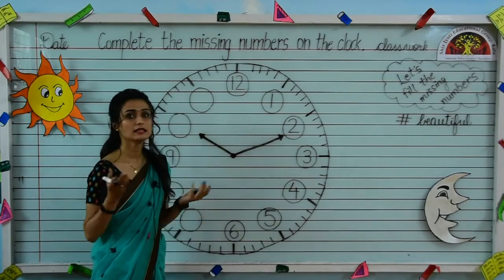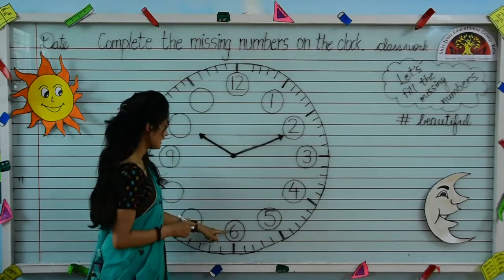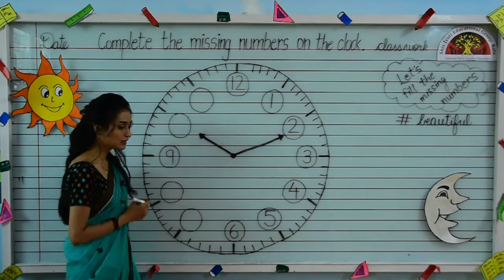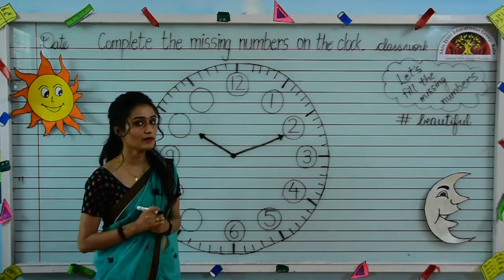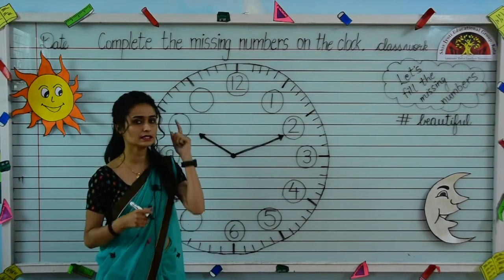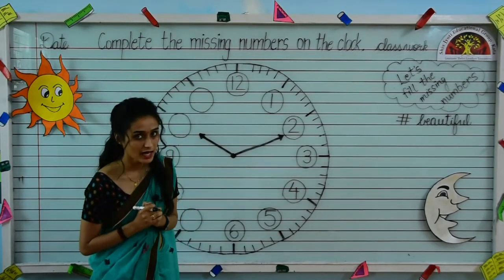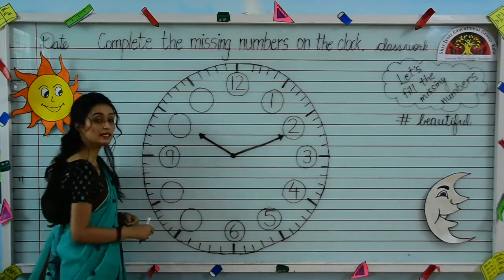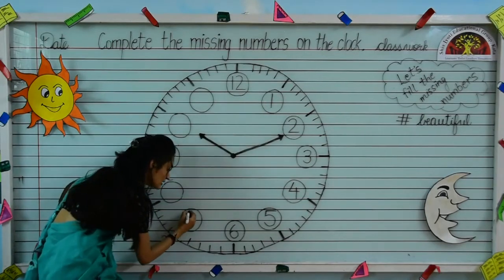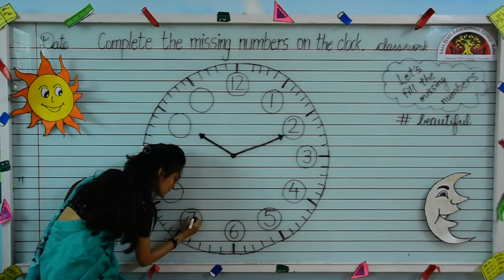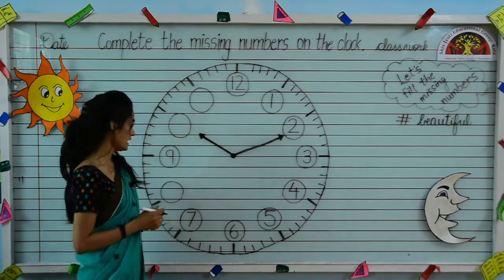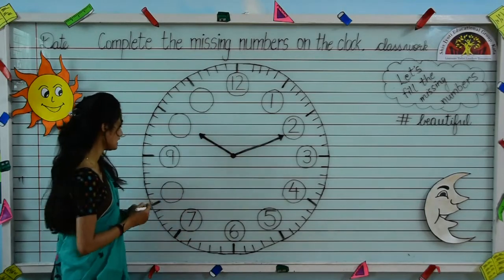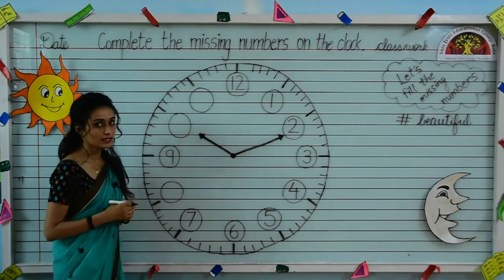But in the next circle, 6 is already written. So, we'll come on the next circle. Now tell me, what will come after 6? Think. Yes, you are right. After 6, the next number is 7. So, we will write 7 over here. Sleeping line and one standing line. So, this will make a 7. Okay, kids? Very nice. Let's see the next circle.